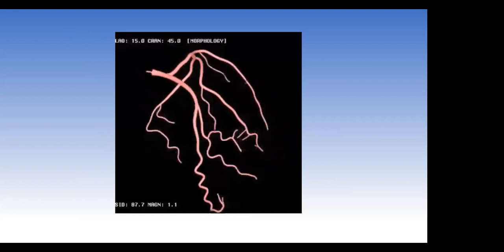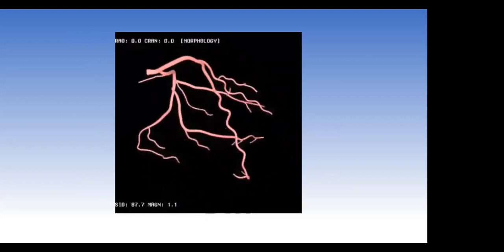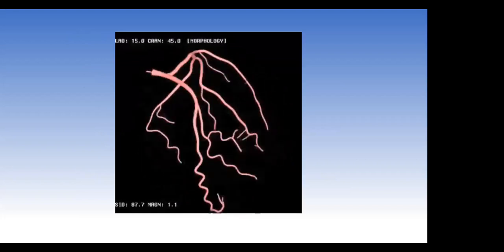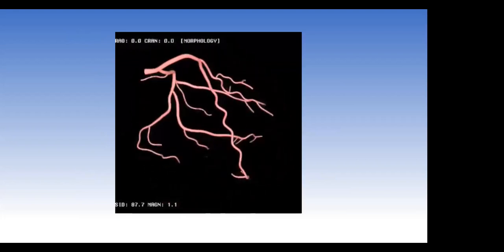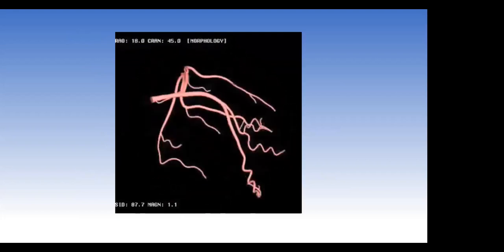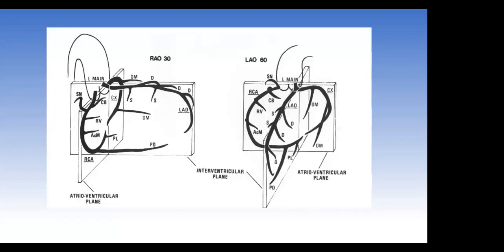Just to demonstrate how complex the problem is, we're trying to image a 3-dimensional object that is constantly moving by a 2-dimensional modality, which is the X-ray. So if you imagine trying to image this, it's rather challenging and therefore requires multiple views. We have 2 major planes, the interventricular plane and the atrioventricular plane, which are essentially perpendicular axes, which give us the best view of the coronaries and subsequent lesions.